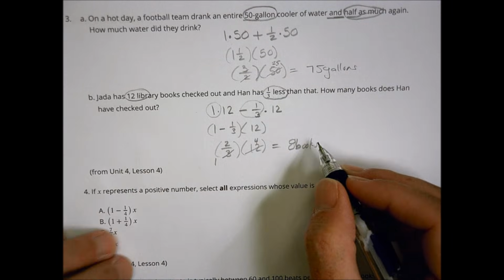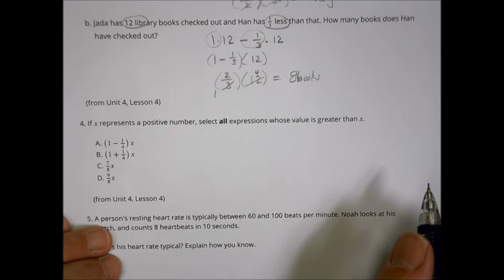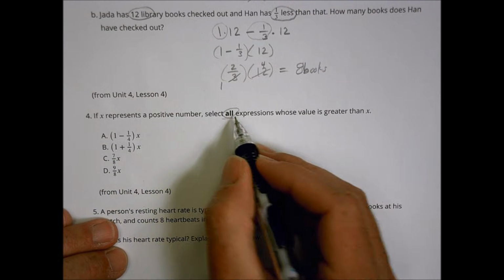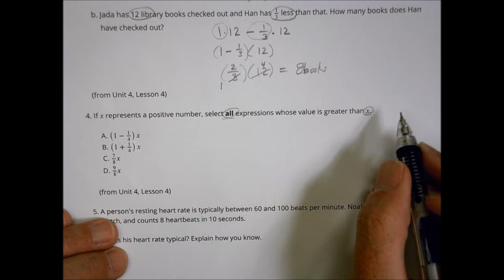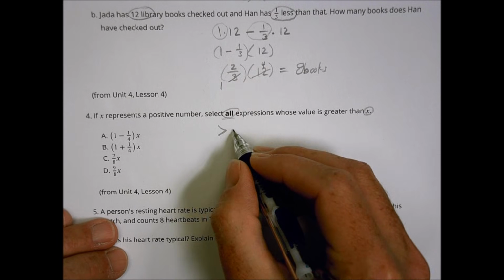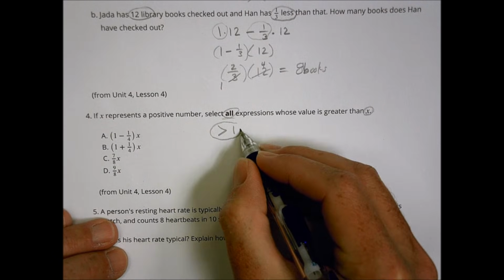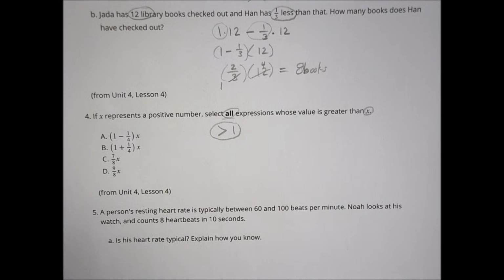All right, number 4. If x represents a positive number, select all the expressions whose value is greater than x. To be greater than x, it's also going to need to be greater than 1. Okay, that's just what we have to keep in mind. If I have a value less than 1, it's going to become less than x. So we want numbers greater than 1.